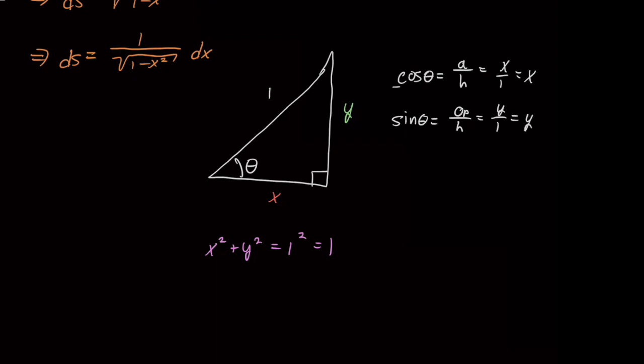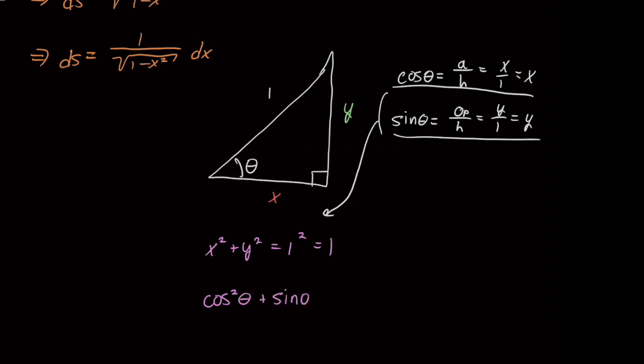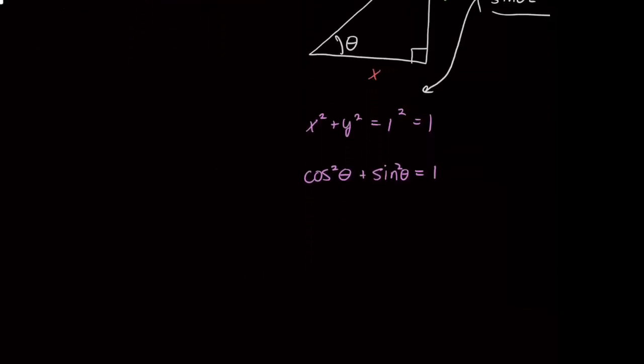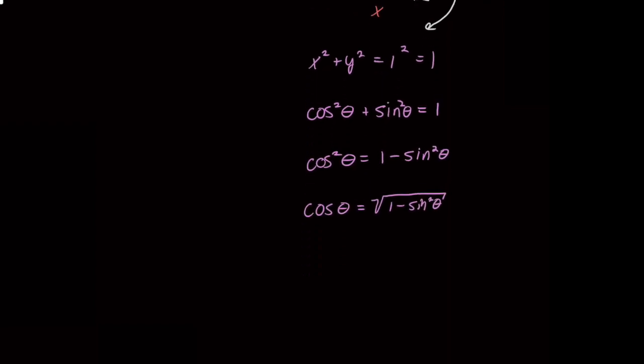So if we plug this in right here to this equation right there, we have cosine squared theta plus sine squared theta is going to be equal to 1. So the trigonometric substitution we'll be using here is again rooted in the Pythagorean Theorem. So what we'll do here is we'll solve for cosine. We'll be setting x equal to sine.